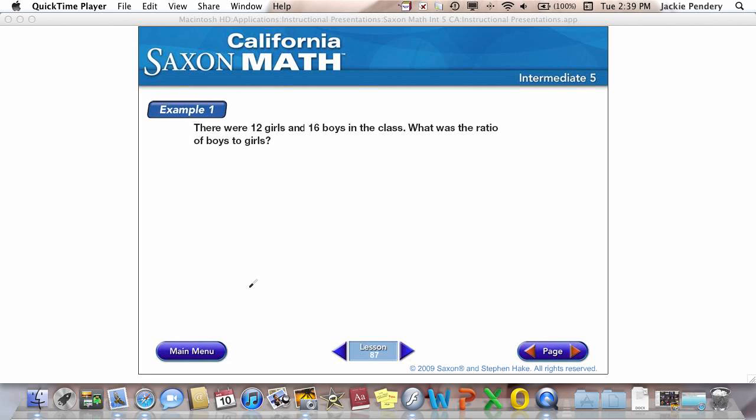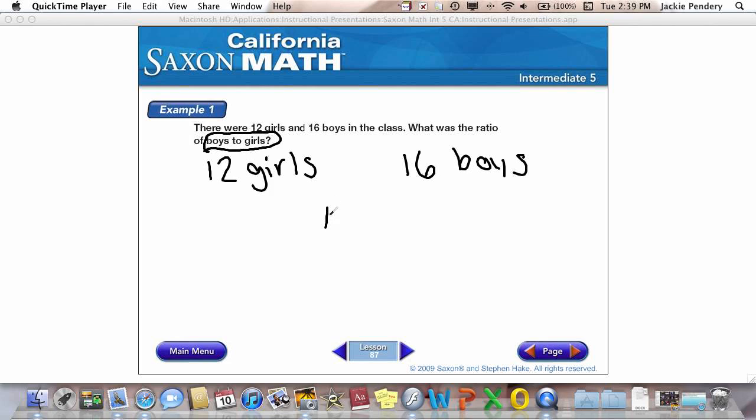So example 1 says, if there were 12 girls and 16 boys in the class, what is the ratio of boys to girls? So whenever we have a ratio, we always want to look very carefully at the order that is written in the problem, because that's going to tell you who's going to go first. So for this problem, I want my boys, so my 16 boys, to my girls, my 12 girls.